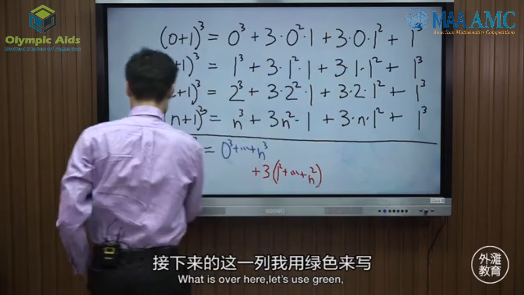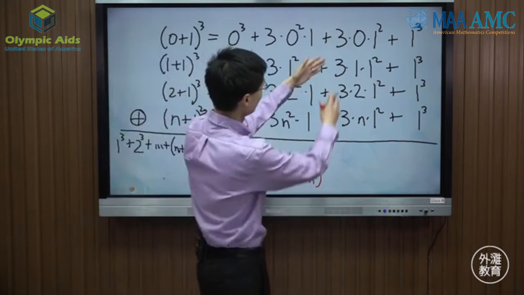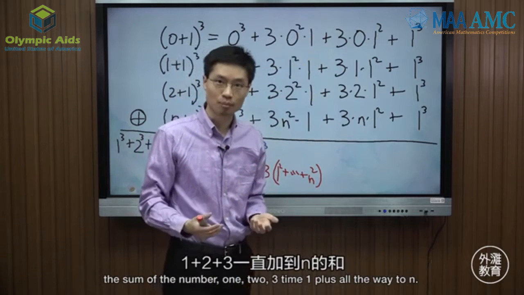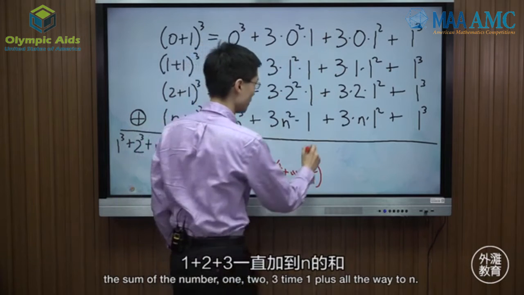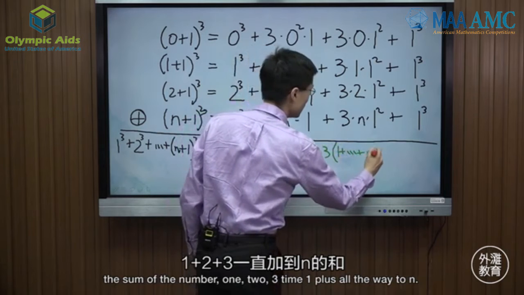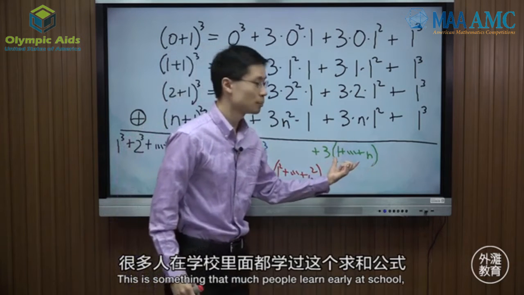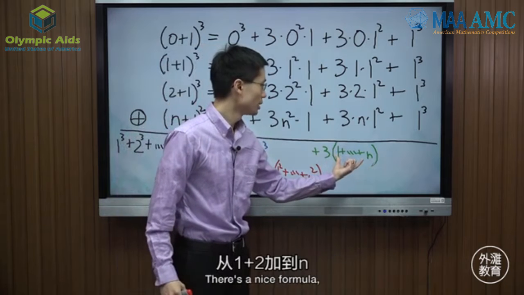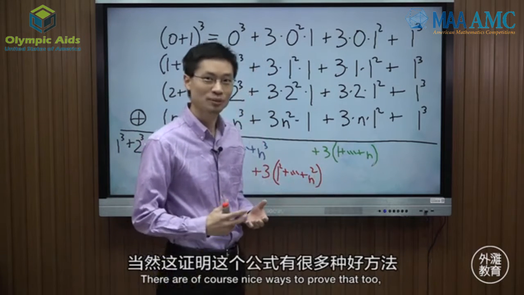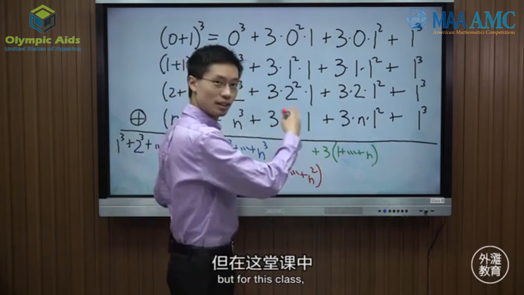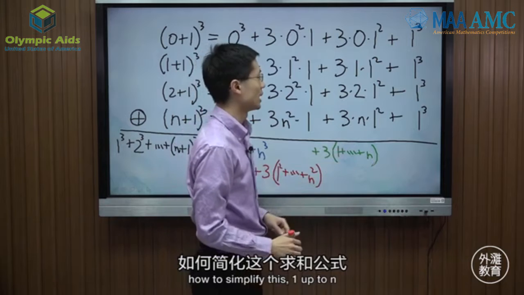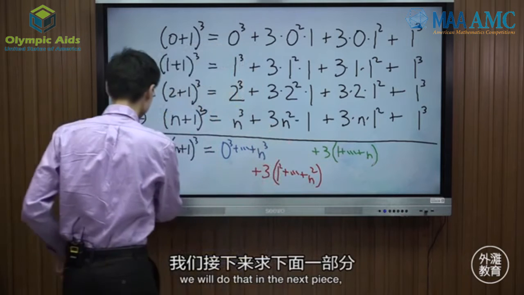What's over here? Let's use green. All the 1 squareds are 1. This is 3 times the sum of the numbers 1, 2, up to n. 3 times 1 plus all the way to n. This is something that many people learn much earlier in school. There's a nice formula for 1 plus 2 up to n. There are, of course, nice ways to prove that too, but for this class, I will assume you already know how to simplify this 1 up to n. Okay, we'll do that in the next piece.